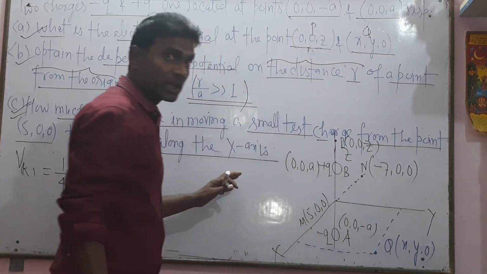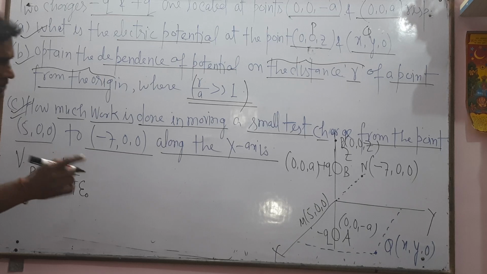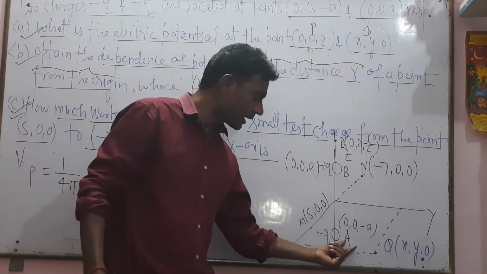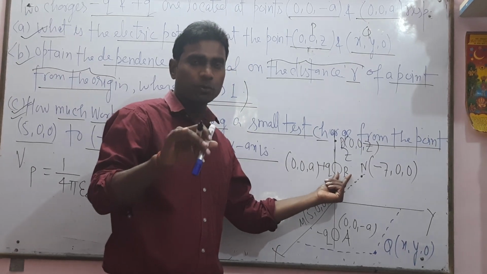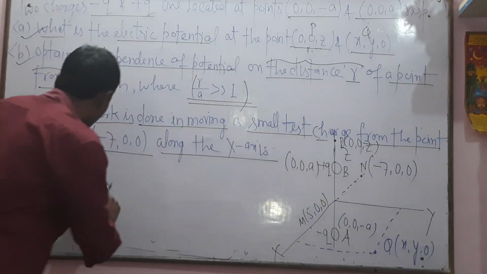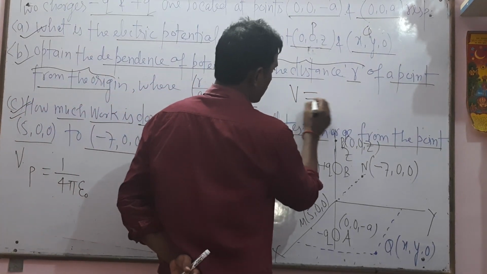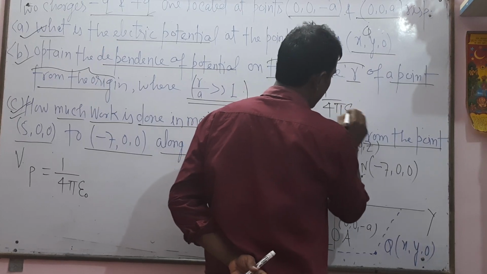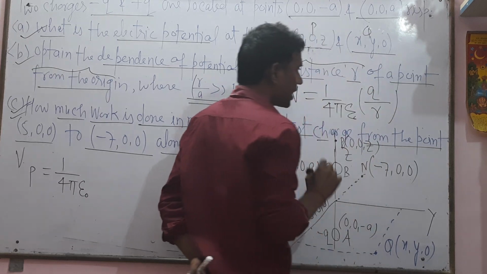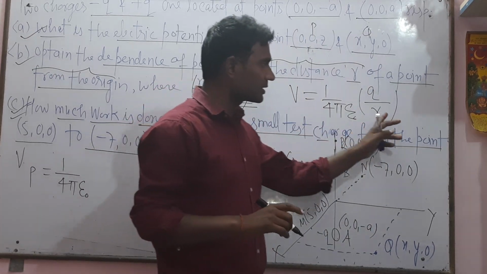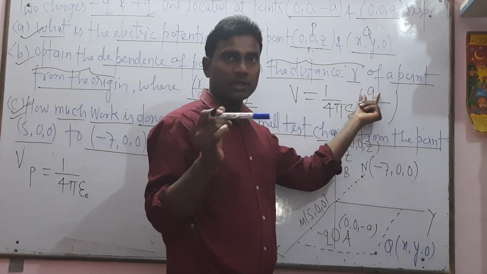So for the potential at point p, two charges are given. The first charge is at A, the second charge is at B. So you directly add 1 upon 4 pi epsilon naught, q by r. For potential we can say V equals 1 upon 4 pi epsilon naught, q by r, where r is the distance from the charge at which we need the potential, and q is the charge.